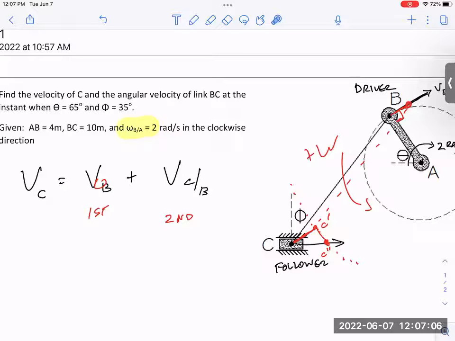So now mathematically, I have a way to do this. If I can figure out this velocity of B and I can figure out this rotationally created velocity of C as it rotates around B, then I can add them and I'll have the answer that I want to know. First, a translation, it just moves, and then secondly, a rotation.